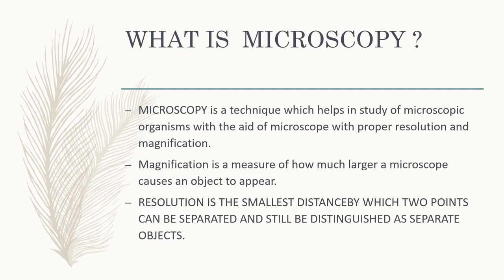Next learning objective is: what is microscopy? Microscopy is a technique which helps in the study of microscopic organisms with the aid of a microscope with proper resolution and magnification. Magnification is a measure of how much larger a microscope causes an object to appear. Resolution is the smallest distance by which two points can be separated and still be distinguished as separate objects.